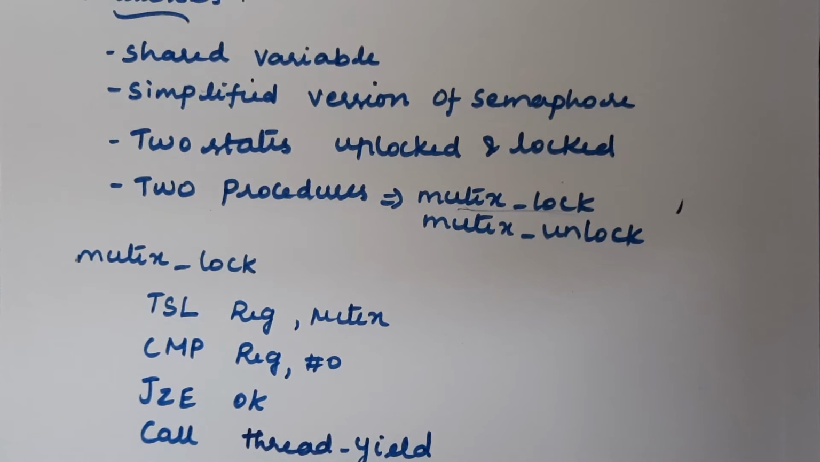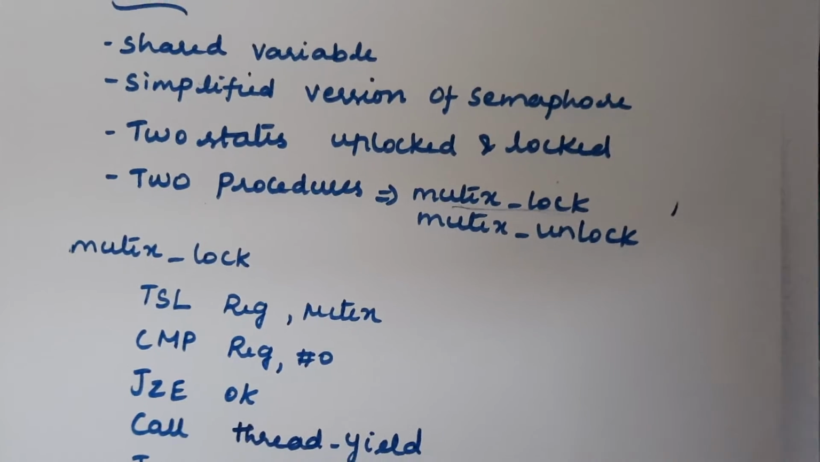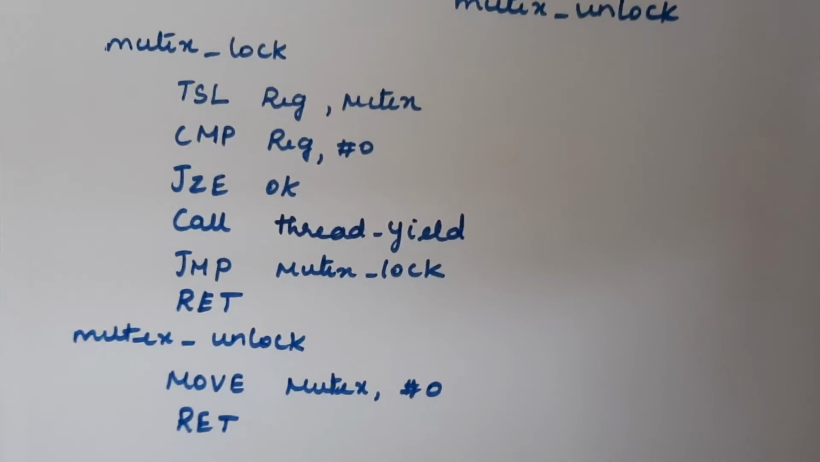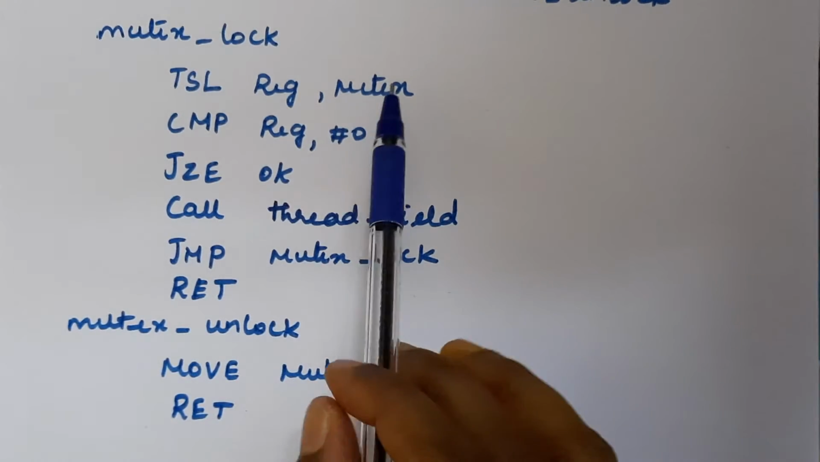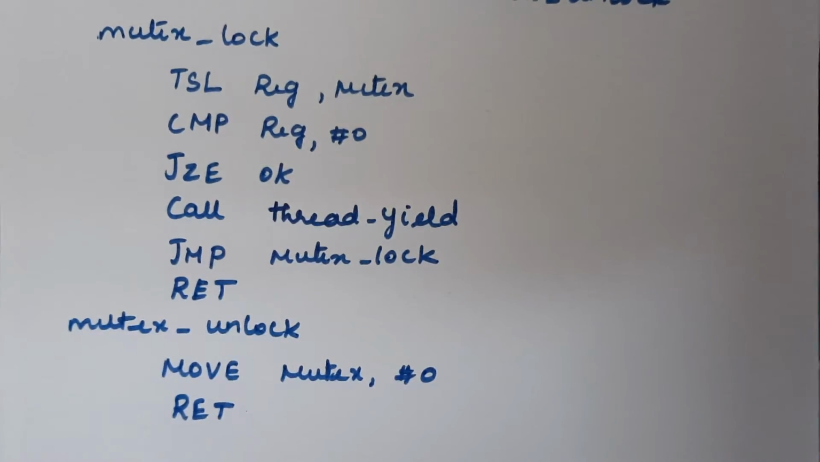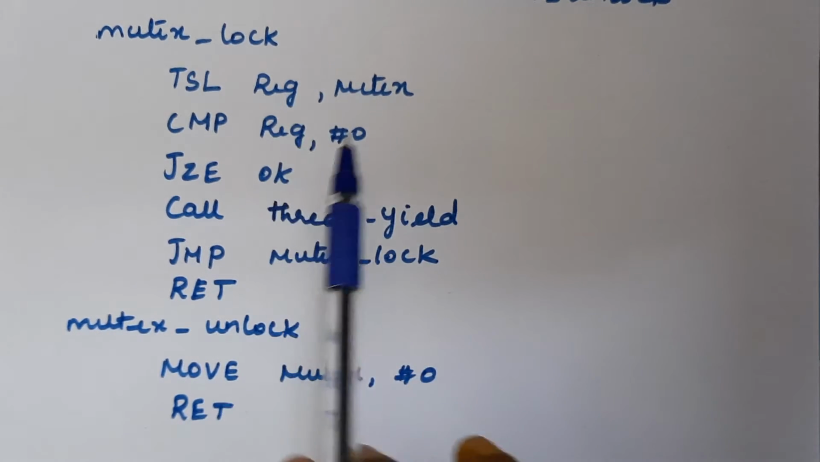Next, mutexes are so simple because they are implemented in user space itself, and they can also be implemented with the help of an exchange instruction. We already discussed TSL, which is a hardware instruction. So how do we implement the mutex lock and mutex unlock procedures? We have a set of instructions. First, the code for mutex lock: TSL register, mutex, which means we copy the mutex value to the register and set mutex to 1.